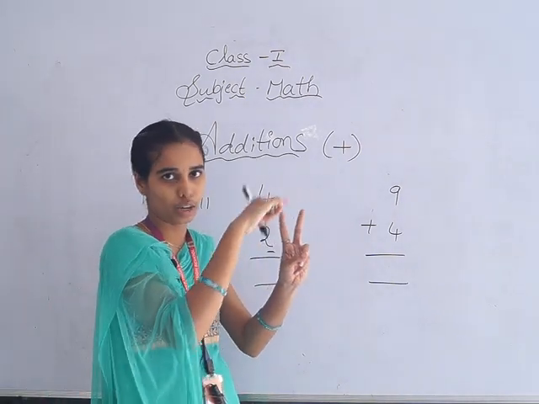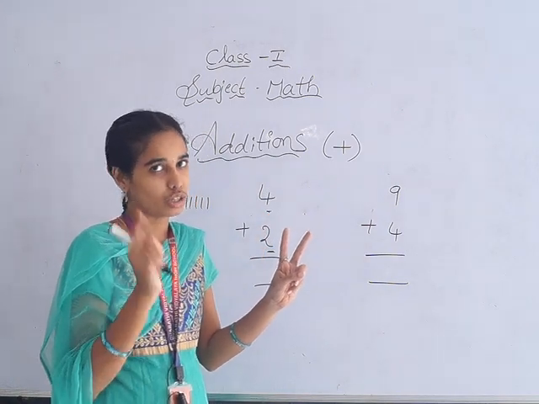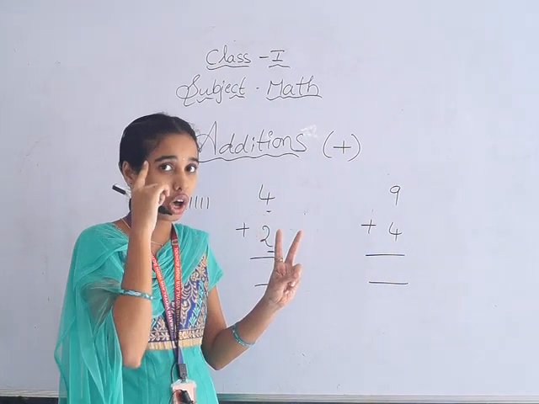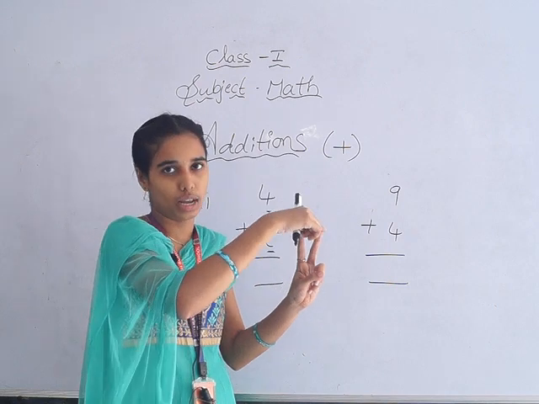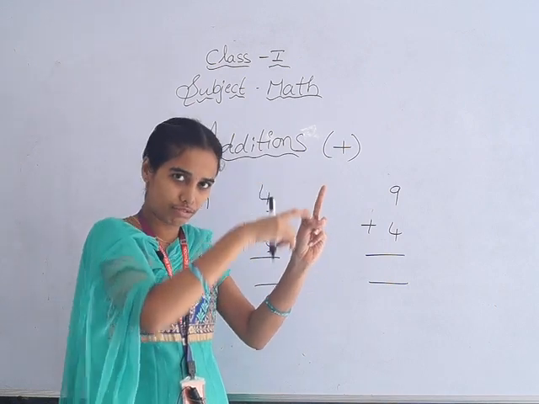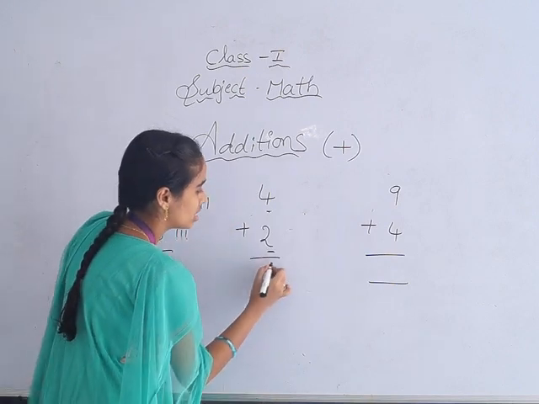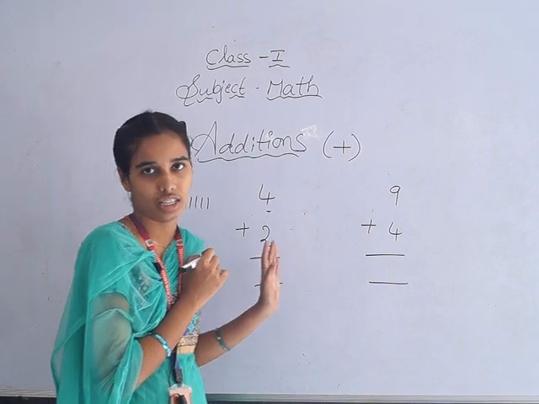So that 2 you have to open fingers. That means I already opened 2 fingers, no? So in mind which number is there? 4. So how many fingers I opened? 2. So in mind 4 is there. After 4 you have to count these 2 numbers. That is 4 after 5 and 6. So now answer is what? 6. Like this you have to do addition.